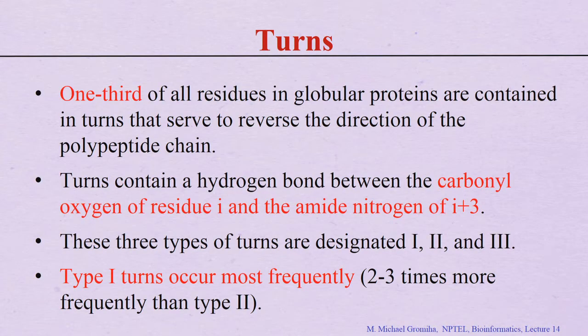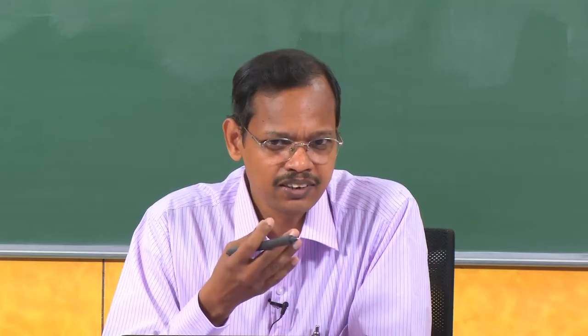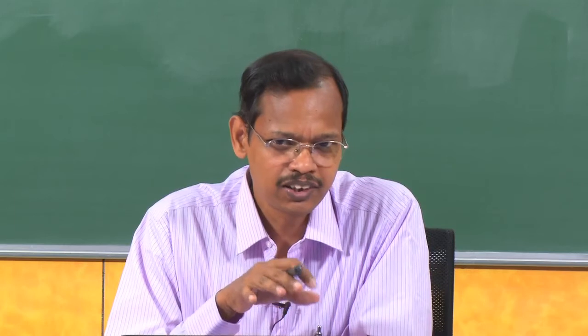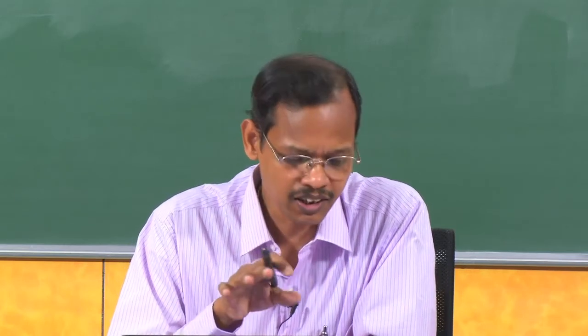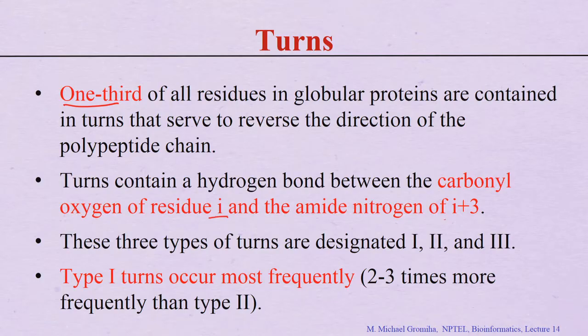Now, other regular structures, one is the turns. One third of all residues in globular proteins are in turns, because the turns reverse the direction of the polypeptide chain. So, how are turns formed? What is the major interaction? This is also a hydrogen bond, between the carbonyl oxygen and the amide nitrogen between I and I plus 3.